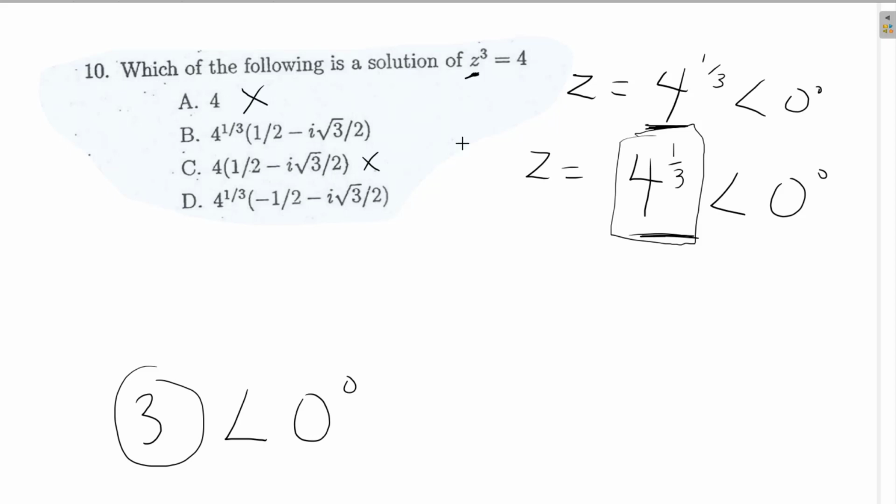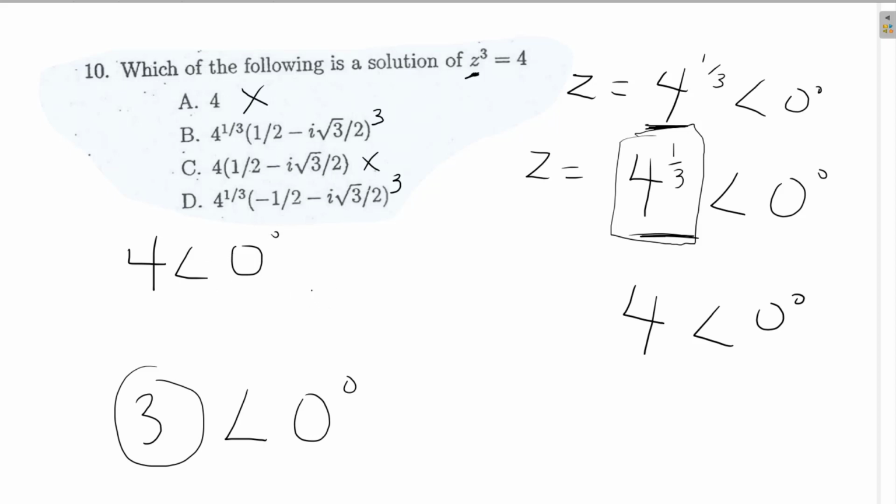Now here is the trick. The question says that z cubed is equal to 4. Meaning that if we cube B or if we cube D, we expect to get 4 angle 0 degrees. Cubing the whole thing means that you are cubing 4 raised to the power 1 over 3. The cube of 4 raised to the power 1 over 3 is 4. So we expect that the cube of B or D will give us 4 angle 0 degrees.